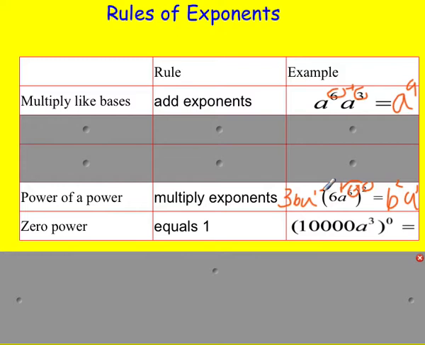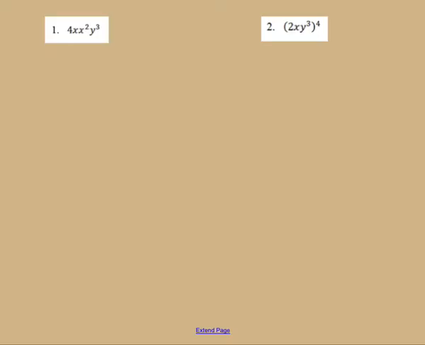Last but not least, anything to the 0 power is going to equal 1. So no matter how big of a number you have, if that whole thing is being raised to the 0 power, then your answer is going to be 1, no matter how big it is. So let's take a look at this in action.